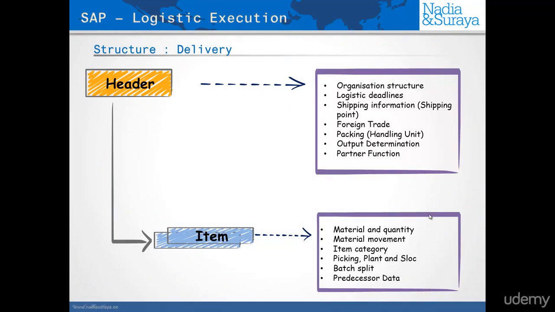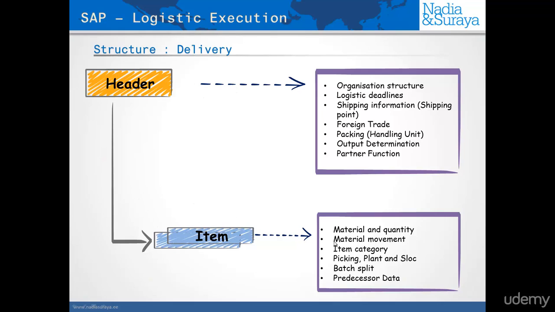So to recap, on the delivery, the header information is applied to the whole document and there is also item level information. On the header level, we have information such as the organization structure. We have the logistic deadlines, which are copied from the schedule line. We have the shipping information, like the shipping point, foreign trade, packing information. We'll have a look at this later. Output determination. We'll have a look at this later also.